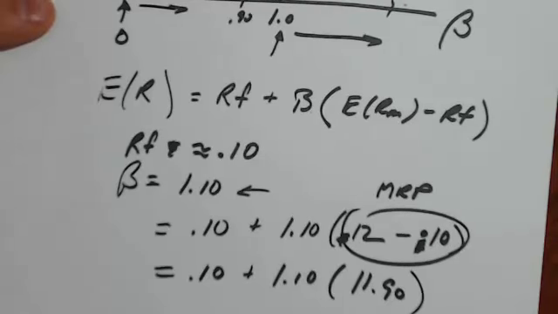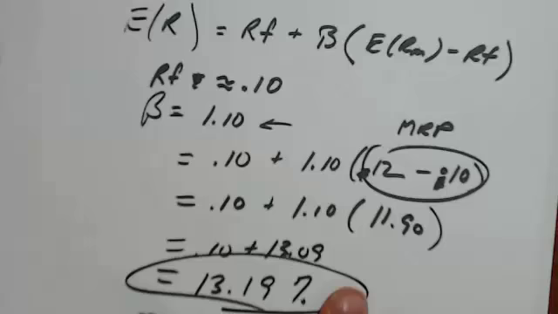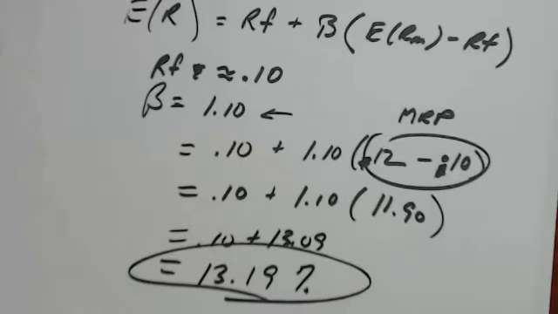So let's multiply this out. This is 0.10 plus 13.09. And so this is 13.19%. The return that I expect to get on Apple is approximately 13.2%. And that's how you would apply this model.